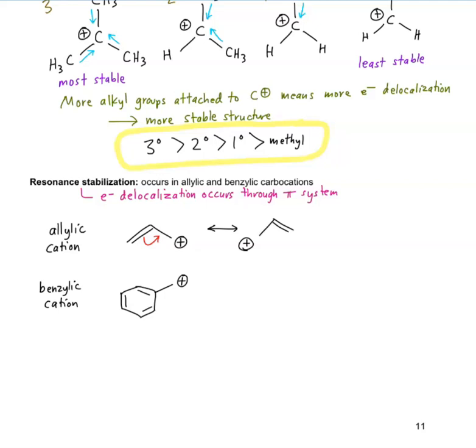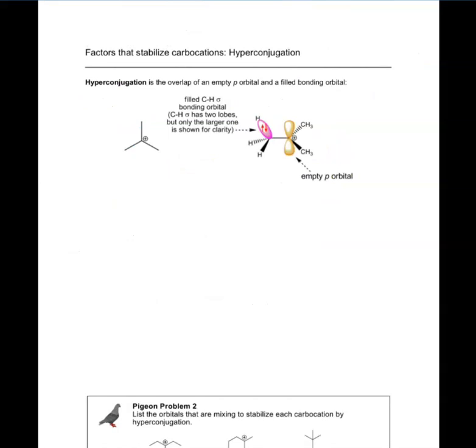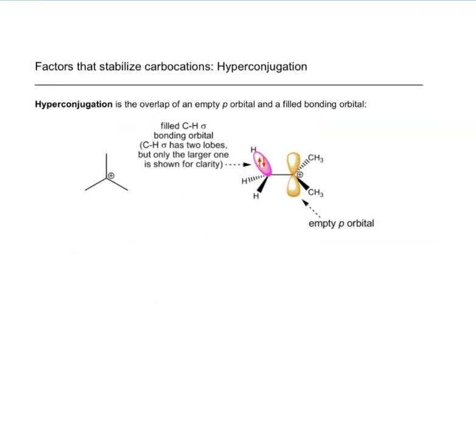So a benzylic cation involves a positive charge on the carbon directly attached to the benzene ring. An allylic cation involves a positive charge on a carbon directly attached to a double bond. Okay. We also have more resonance contributors for the benzylic cation, but we've drawn those before, so we won't worry about that at this point. Let's look at the third factor that would stabilize carbocations. This is called hyperconjugation.